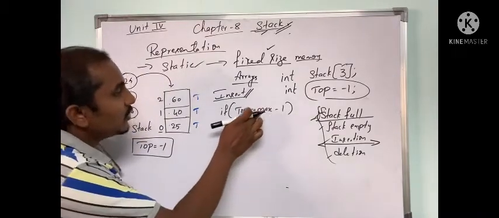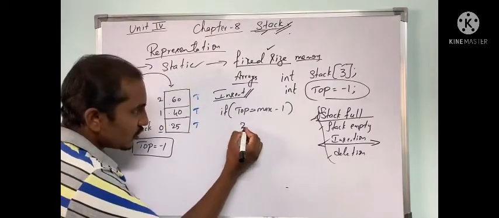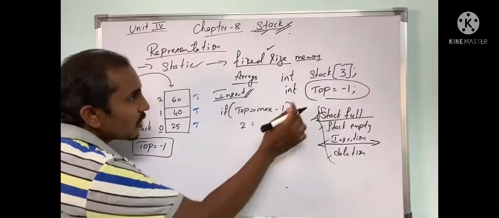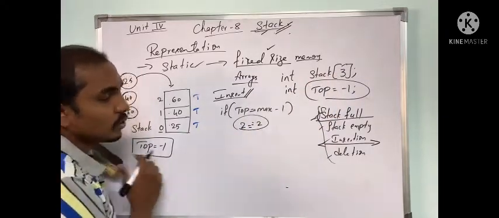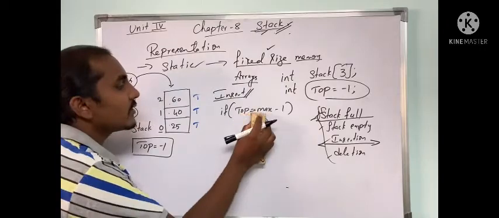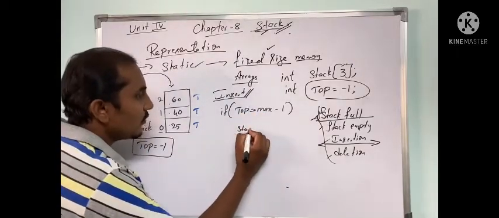So if you observe, we have inserted all the 3 elements. Since we have inserted all the 3 elements, the position is 2. And the maximum elements you can insert is what? 3. 3 minus 1 will be 2. So since both are true, then we'll say stack is full.